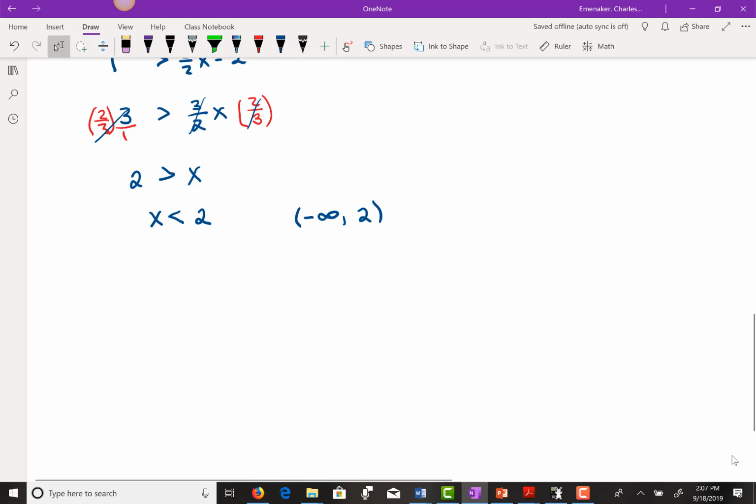Any number in there will work. Will the number 2 work? No, because that would make the two sides equal.